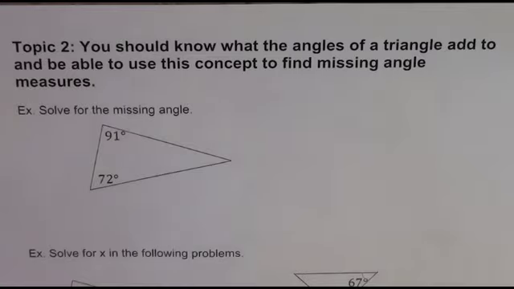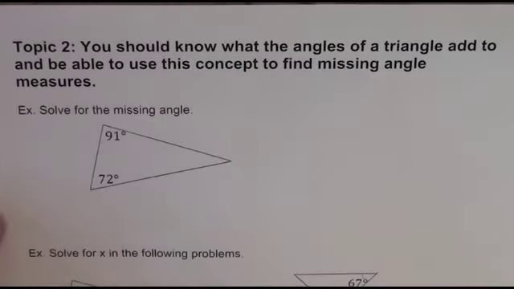Geometry 1, Chapter 5 Test, Topic 2. You should know what the angles of a triangle add to and be able to use this concept to find the missing angle measures. So first, the interior angles of a triangle must add to 180 degrees. That's called the triangle sum theorem. The angle measures of a triangle add to 180 degrees.